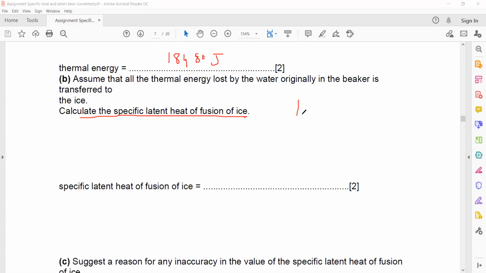So how to calculate latent heat of fusion? Latent heat of fusion or vaporization is energy divided by the mass. How much energy is there? It's 18,480. And what is the mass? Originally, the mass of ice was 60 gram. So 18,480 divided by 60, you will get joules per gram. Why joules per gram? Because the mass is in gram. That's equal to 308 joules per gram. So for each gram of ice, we need 308 joules of energy.